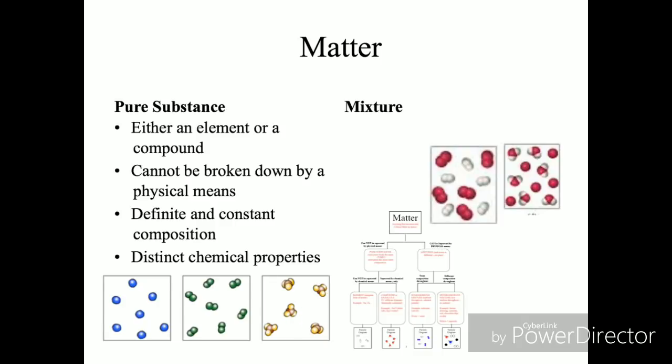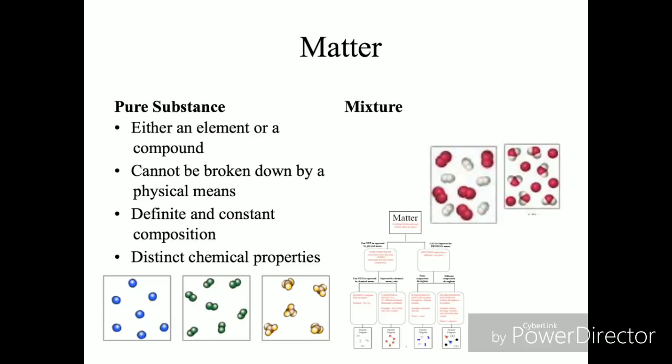Let's contrast that to mixtures. So here in these mixtures you'll see that the particles are not identical. In the first mixture we have the red and white particles. And in the second mixture we have these red-headed, white-eared Mickey Mouse-like particles and these single red particles. So pure substances have it where every particle that is present is identical. Now these particles could be elements or compounds. We'll talk about those shortly.